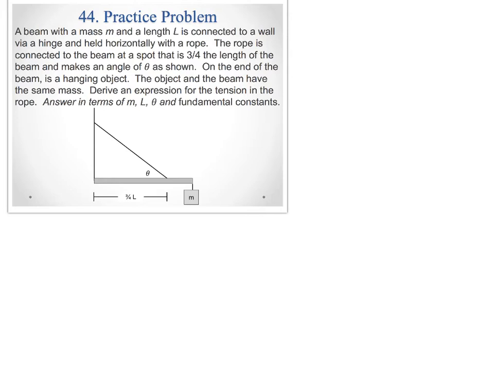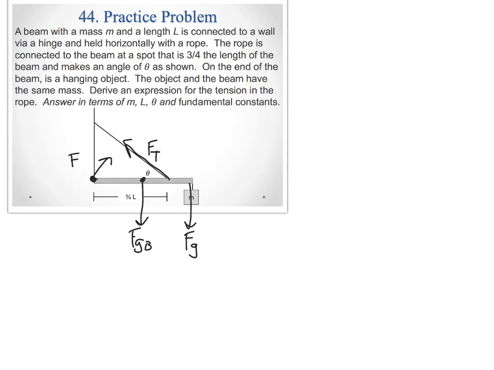So the very first thing I'm going to do is simply identify the forces I have acting on my beam and where they act. So I have a force of tension from the rope there. I have a force of gravity from this hanging mass here. I also have a force of gravity from the beam, which acts in the middle of the beam there.